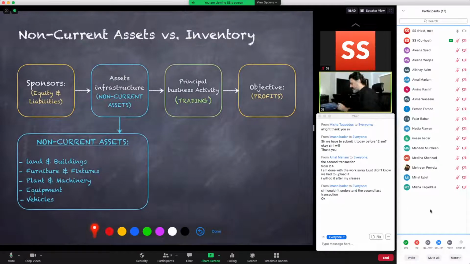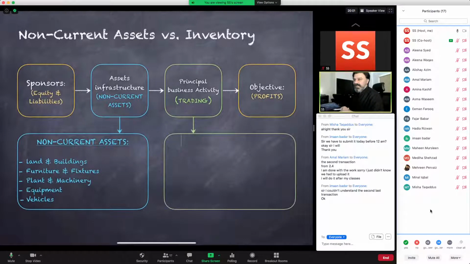So land and buildings, furniture and fixtures, plant and machinery, equipment, vehicles, we are familiar with these examples. These are the ones which we need in order to survive. Without the structure, without the infrastructure provided by these assets, the business ceases to exist. So now comes the other type of asset in picture.